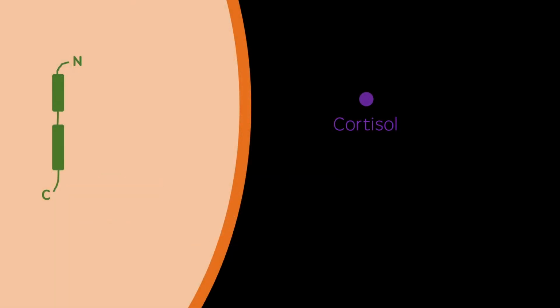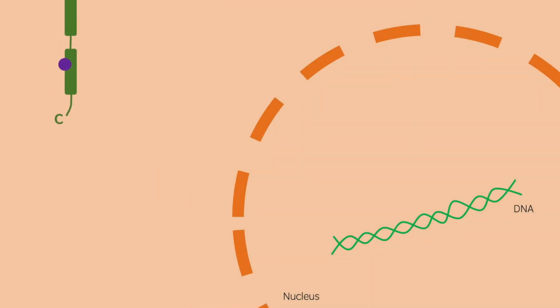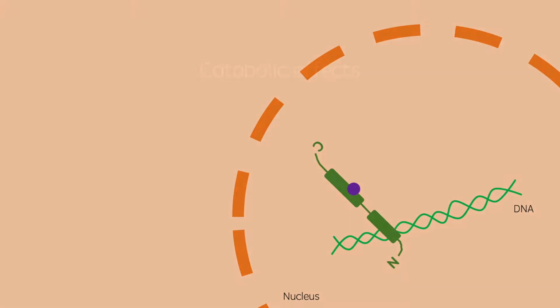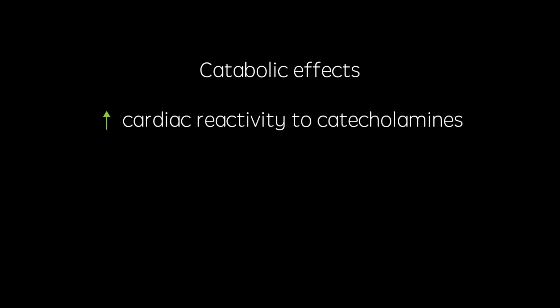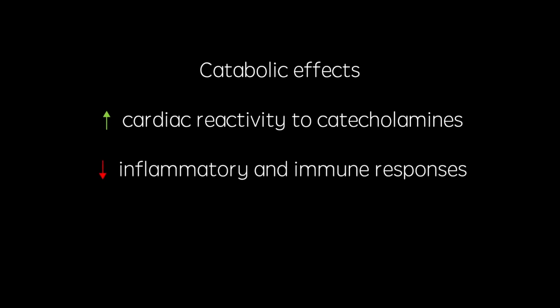When cortisol reaches target cells, a carrier protein transports it across the plasma membrane and it dissociates and binds to its intracellular receptor. This receptor translocates into the nucleus of the cell and binds to the DNA, increasing the transcription of certain genes. This includes those which increase catabolism and cardiac reactivity to catecholamines, also those which decrease the inflammatory and immune responses, as well as any non-essential functions such as the reproductive system.